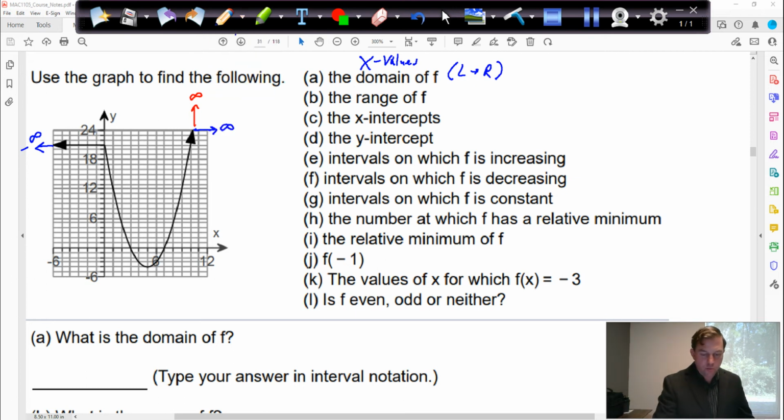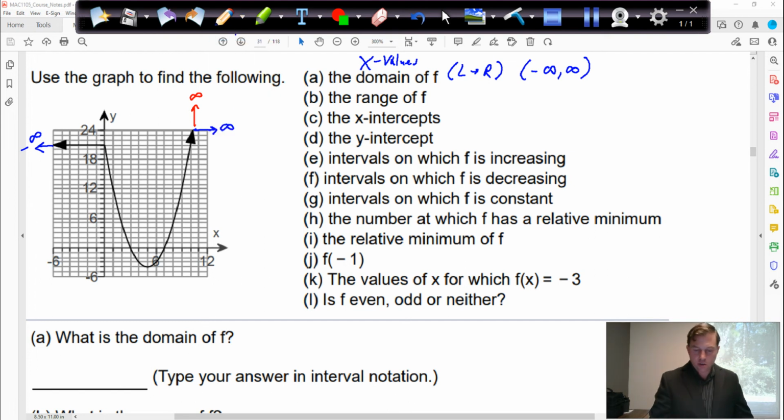Now for the domain, I only care about the blue. So in this one, I start off at negative infinity, and I'm on this flat curve, and then I go down, and then I go up, and then I'm going to keep going up and to the right. So the domain on this one is minus infinity to infinity. It's going to be everything.